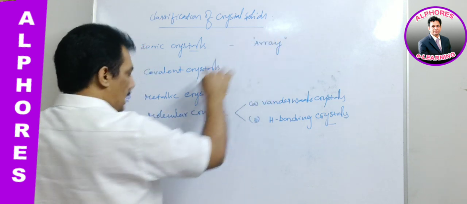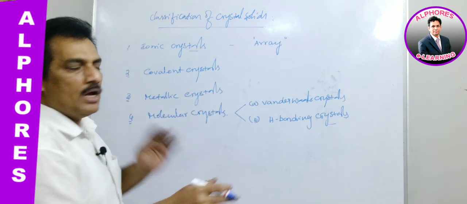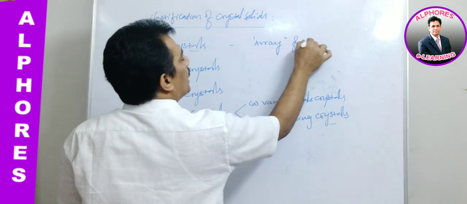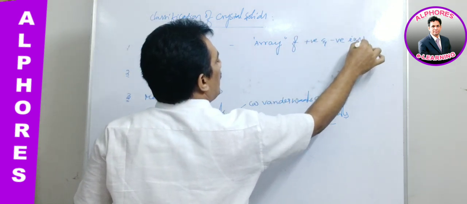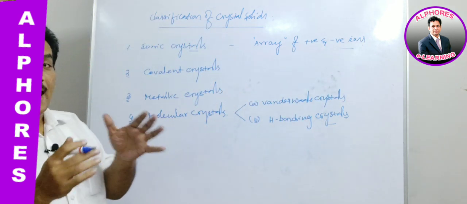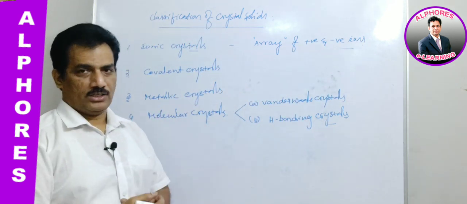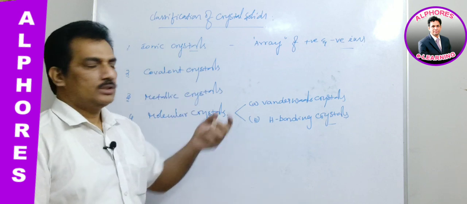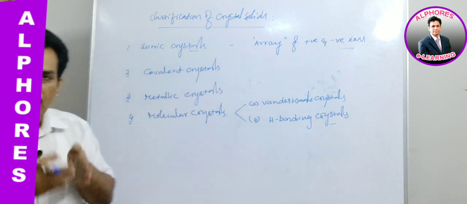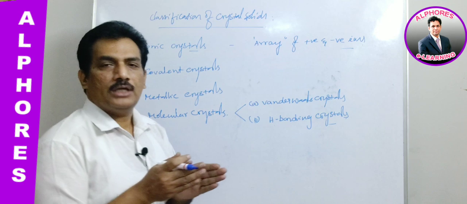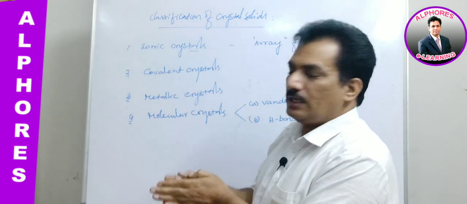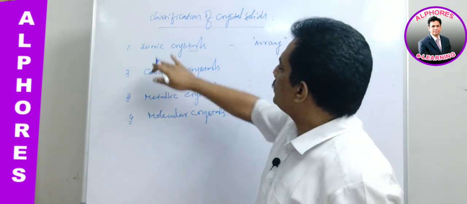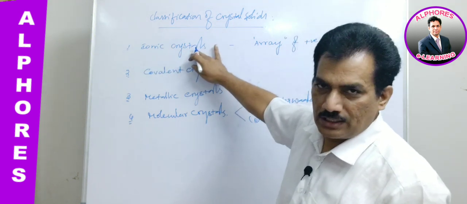that is nothing but the arrangement, the network, array of positive and negative ions that are held together with strong electrostatic force of interaction, nothing but ionic bond. So the constituent particles are strongly held together with strong electrostatic attractions, nothing but ionic bonds, and these are considered as ionic crystals.